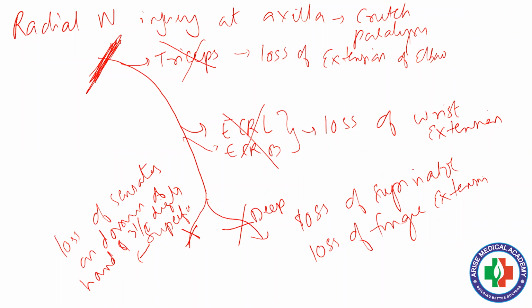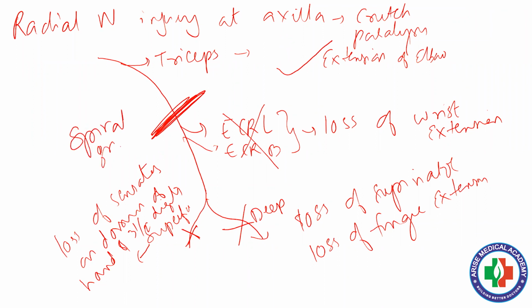If I say the injury is at the spiral groove, which is a common site of radial nerve injury, as in fracture of the spiral groove, what would happen is the triceps would be functioning. There will not be any loss of extension. Extension of the elbow will be good if the damage is at the spiral groove. Spiral groove injury can happen in Saturday night palsy.